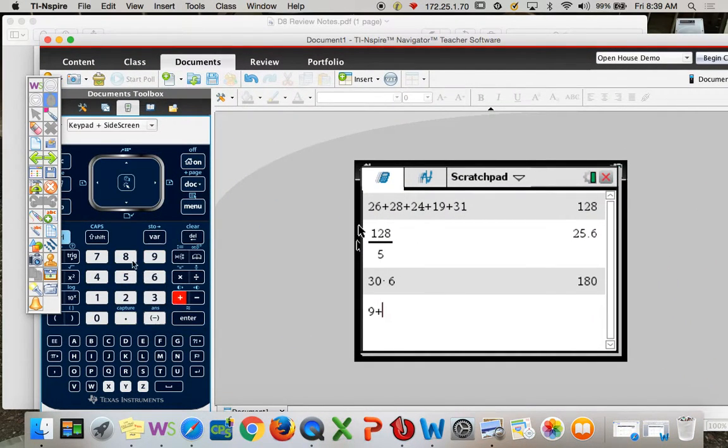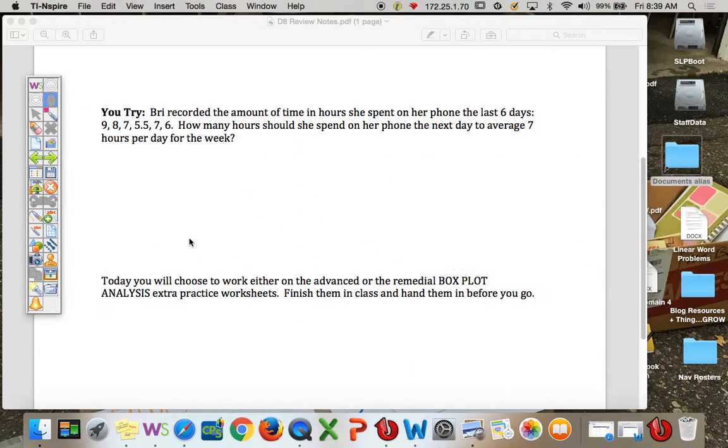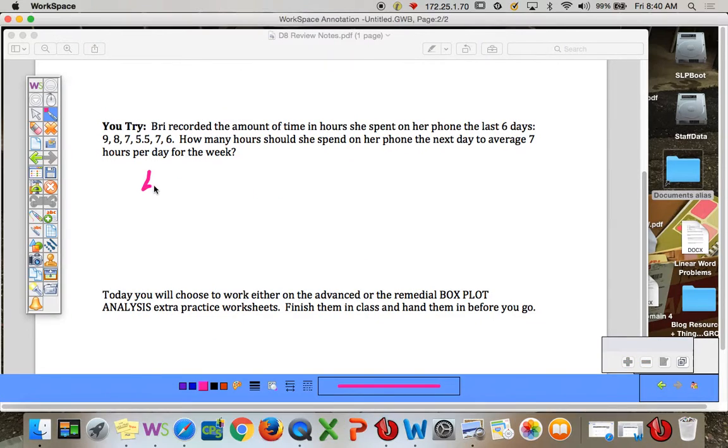So we have 9 plus 8 plus 7 plus 5.5 plus 7 plus 6. All right, so in 6 days, 1, 2, 3, 4, 5, 6, she has a total of 42.5 hours. But we're going to add another day, that 7th day, and to average 7 days, we're going to divide by 7. So this is 42.5 plus x, our number, and we want to average 7 hours a day.